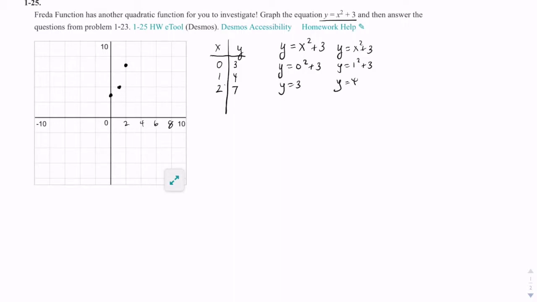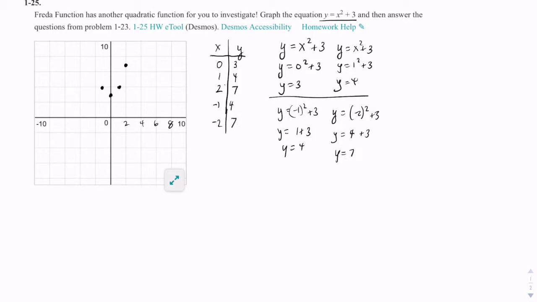Now, if I put a negative 1 in, right, y equals negative 1 squared plus 3. Negative 1 squared is 1 plus 3. I notice I get 4 out, right? The same thing I got when I put a 1 in, right? So negative 1, 4 is right there. And then let's put a negative 2 in, right? And if I do that, I'll get negative 2 squared plus 3. Negative 2 squared, negative 2 times negative 2 is positive 4. And I notice I get a 7 out, same thing I did when I put a positive 2 in, negative 2, 7. So now we have the shape of our graph, and it looks like this, right? You cannot connect these with straight lines because they're a curve, right? So there's the graph.